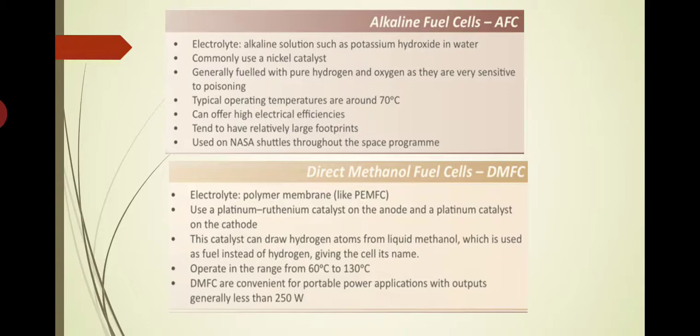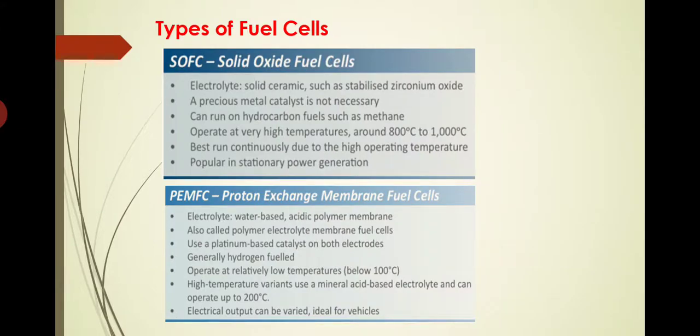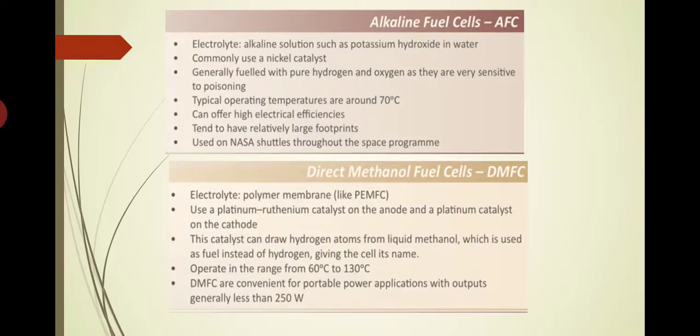Now next one is direct methanol fuel cells. Electrolyte used is polymer membrane like PEMFC. Similarly, in direct methanol fuel cell also we will be using polymer membrane as the electrolyte. See, as the name indicates, direct methanol, so methanol will be used as the fuel. Use platinum ruthenium catalyst on the anode and platinum catalyst on the cathode side. See, both in anode side as well as cathode side we require the catalyst, and platinum or ruthenium is used in the anode side as the catalyst, and platinum is used as the catalyst in the cathode side.